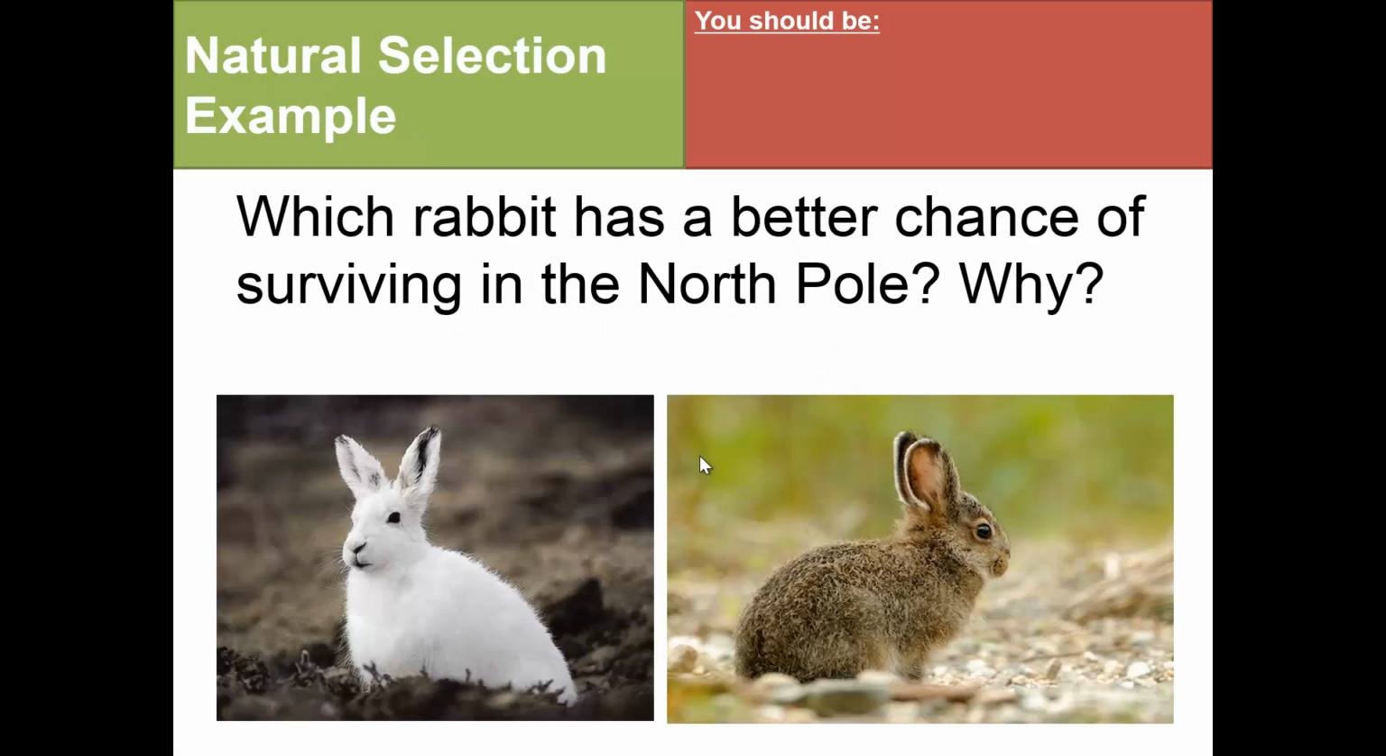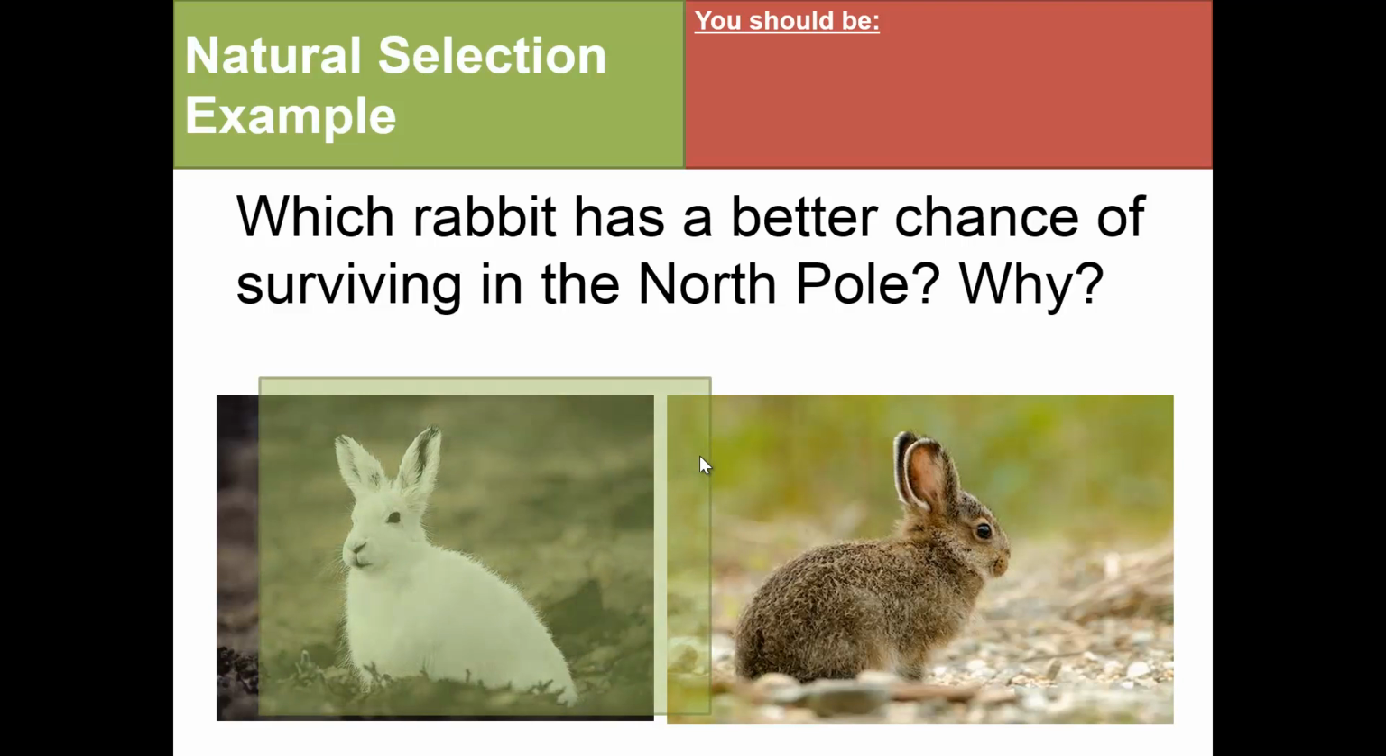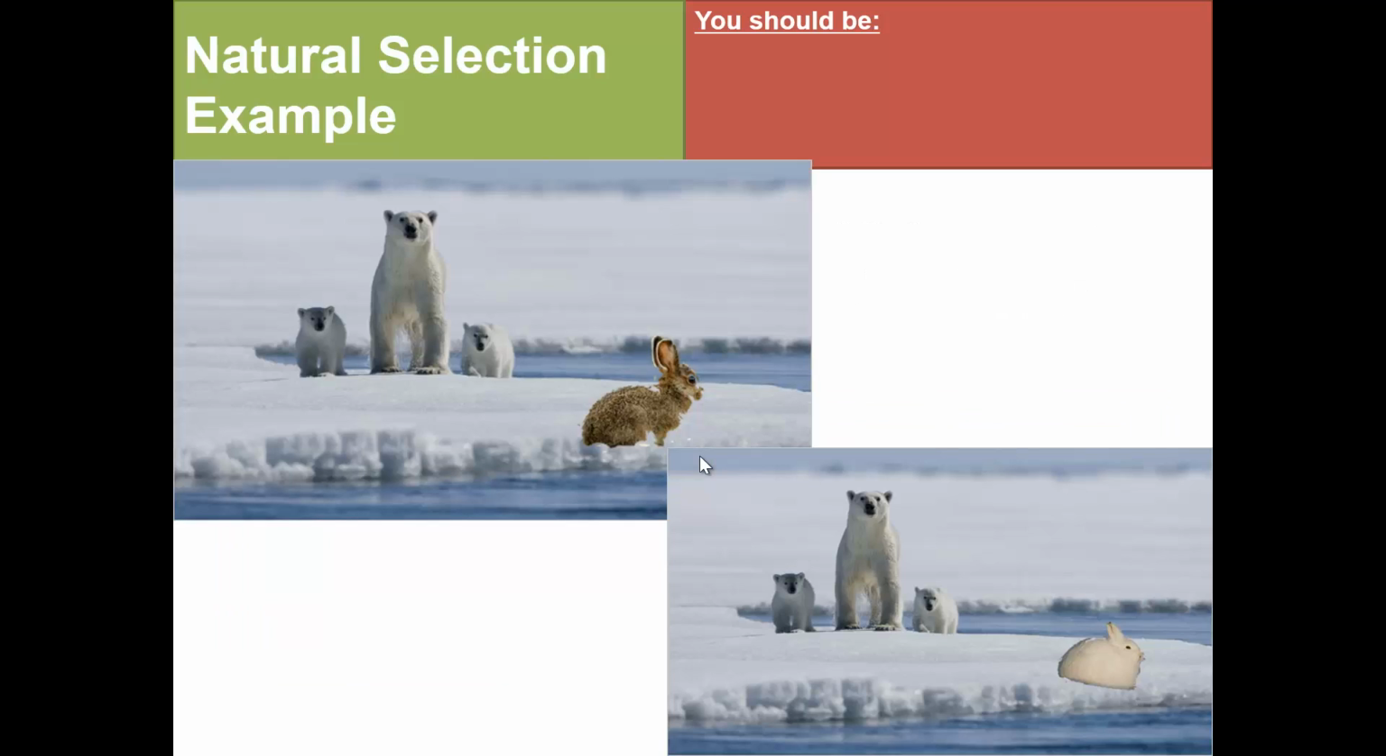So let's take an example of natural selection. Suppose you saw two of these rabbits. Which rabbit has a better chance of surviving in the North Pole? Why? If you said the white rabbit, you're absolutely correct. The white rabbit has a better chance of surviving because it can camouflage a lot better than the brown rabbit in the North Pole. We know that the North Pole is often covered in snow, and so the white rabbit would be able to camouflage and hide from its predators.